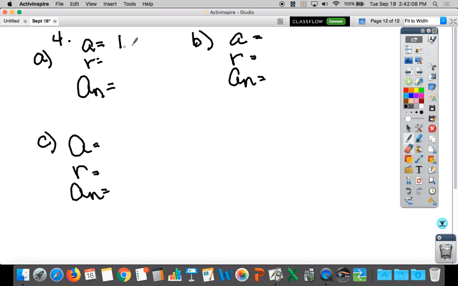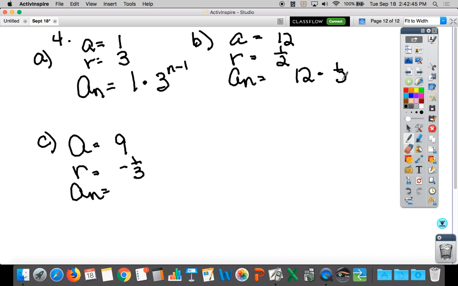Go and give these. They're pretty easy. 1, 12, and 9 are your A's. Then your ratio 3, 1/2 or 0.5. I don't care how you note that. And negative 1/3. Now your A sub n, 1 times 3 to the n minus 1. That would be the final. This one would be 12 times 1/2 to the n minus 1.